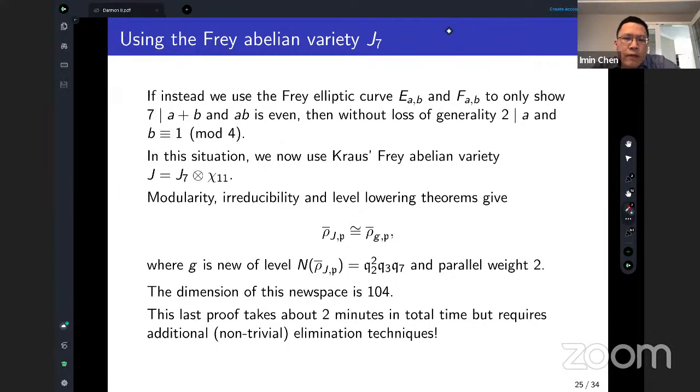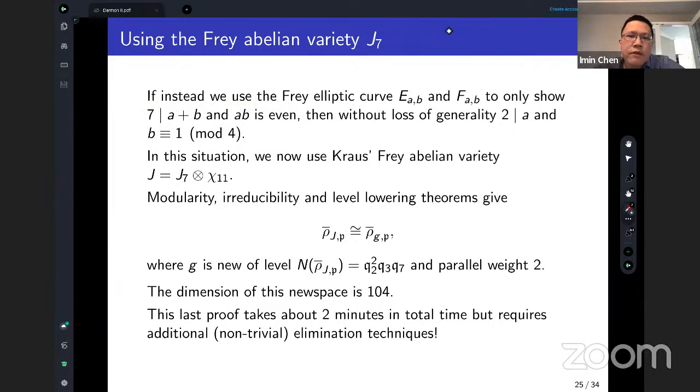So we still need to use Nuno Freitas's Frey elliptic curves, but we don't need to use them in the cases where the level is high, where we have to do that computation of 1 hour of computing Hilbert modular forms. In particular, we can use the Frey elliptic curves to prove that it suffices to deal with the case 7 divides A plus B and AB even.